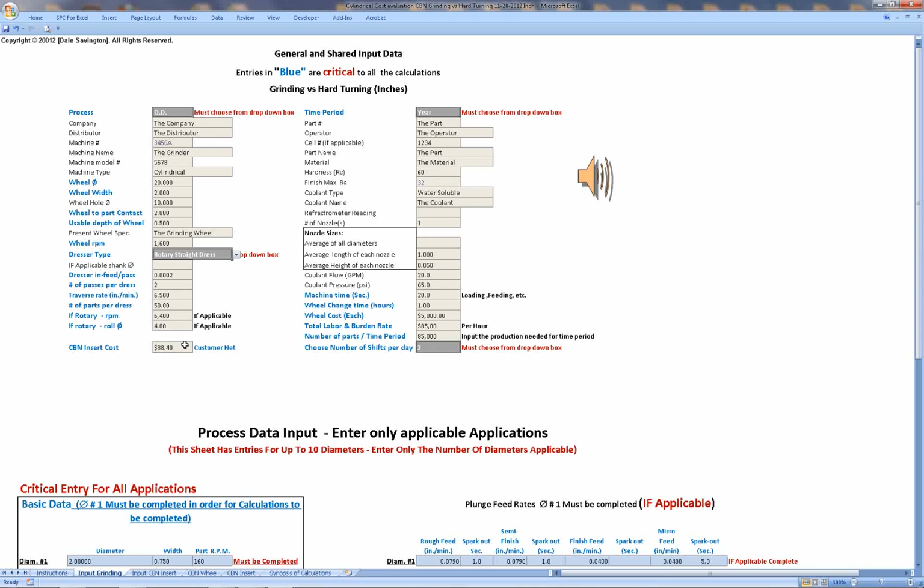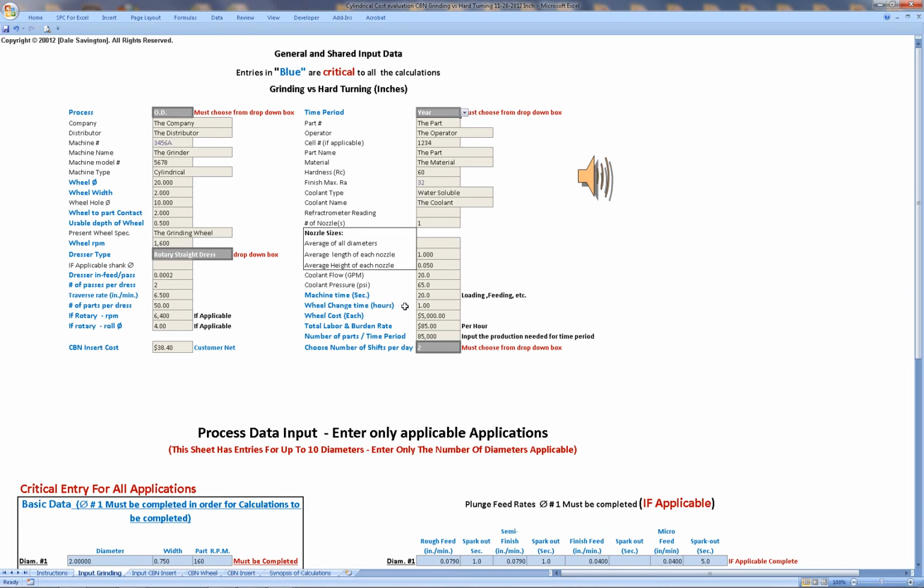Now the CBN insert for this process is $38.40 customer net. The time period, we have a choice of day, week, month, or year. I've chosen year. The next important input will be the machine time in seconds. This is the amount of time that's not involved in the grinding process or in the turning process. This is the time where you're doing movement through air, moving the machine from part to part, whatever. For this I've chosen 20 seconds.